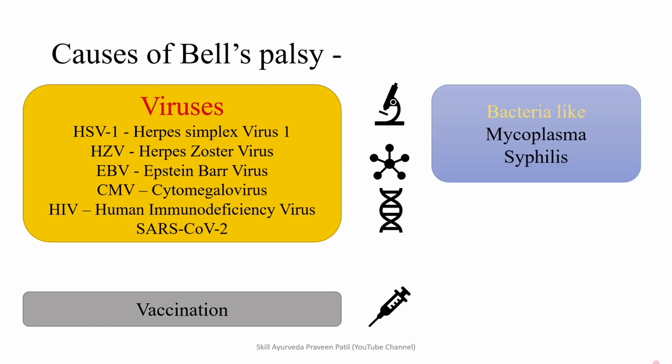And some bacterial infections like mycoplasma or syphilis cause inflammation of the facial nerve and cause Bell's palsy. And some autoimmune disorders cause inflammation of the cranial nerves, resulting in Bell's palsy.